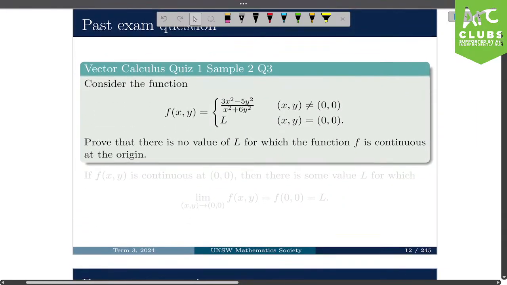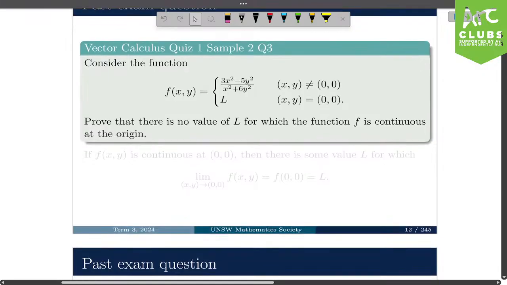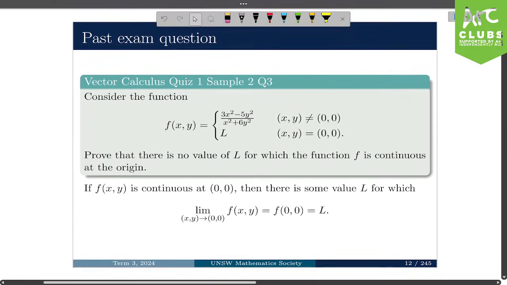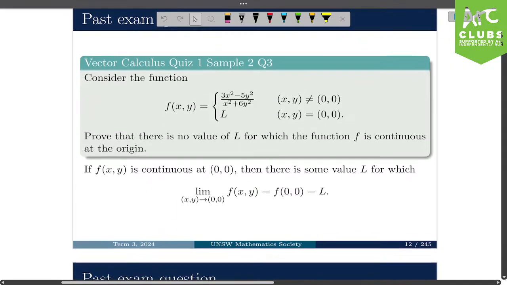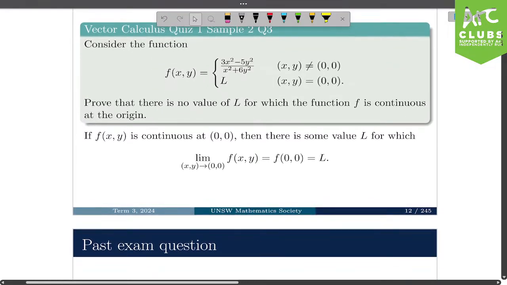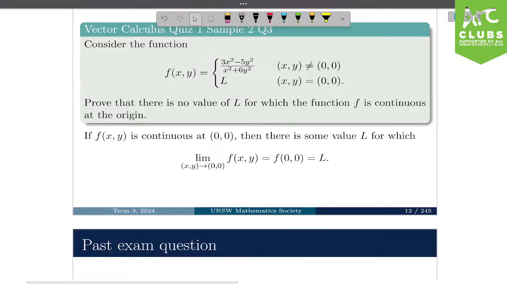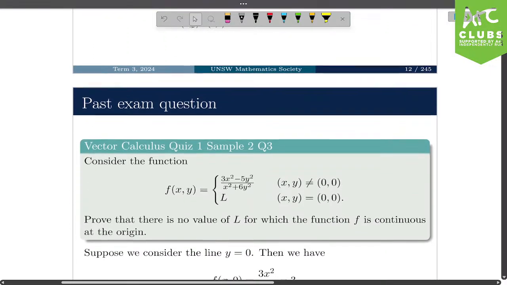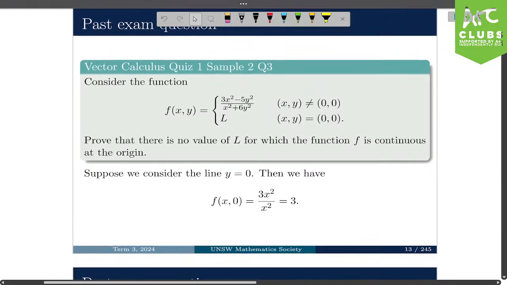So consider the function over here. Prove that there is no value of L for which the function is continuous at the origin. So we know that the origin consists of the points where x equals 0 and y equals 0. So we just want to find a value of L that is suitable for f of 0, 0. And if not, then there's no value of L where it is continuous at the origin.